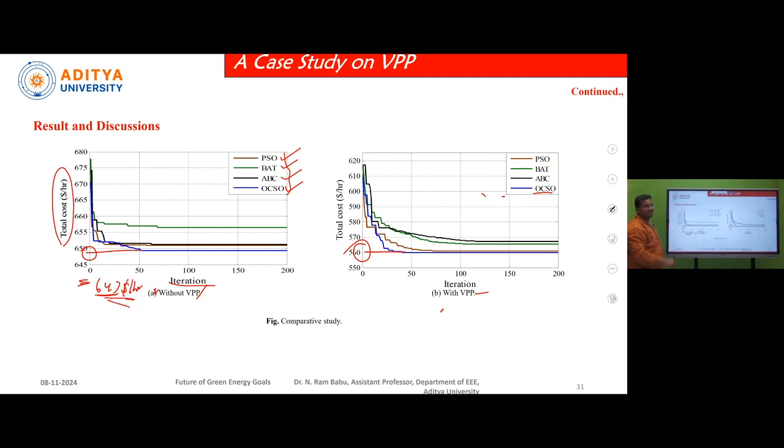From these two responses, it is clearly observed that with virtual power plants, our system is converging very quickly. That means with virtual power plants, our system has shown significant improvement in stability. Within less time, our system is regaining its stability conditions.